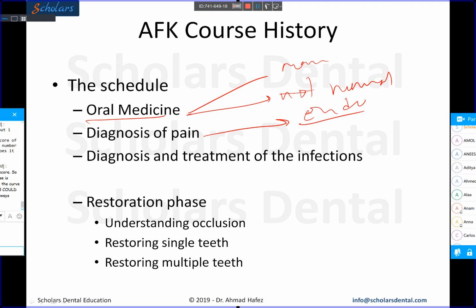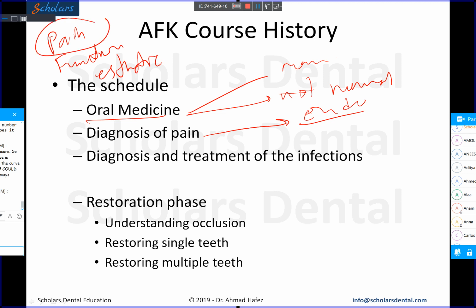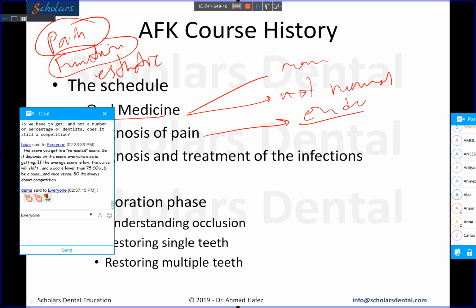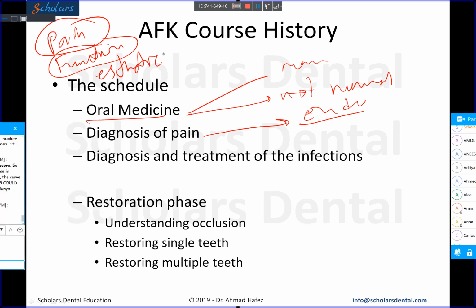Because people visit the dentist for three reasons, right? Either pain mainly, function, and aesthetics. That's how I classify it. So pain is the main reason. And then function, I can't eat maybe, right? They can't eat, something broke. And aesthetics, so people want to look better in certain ways.